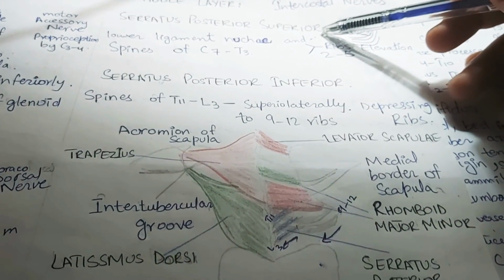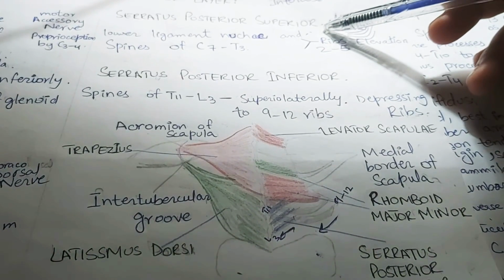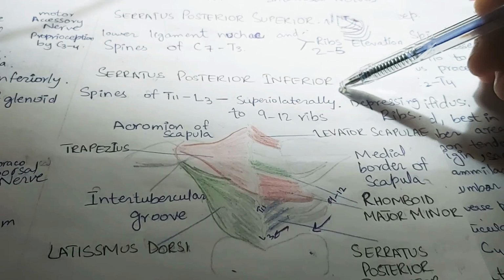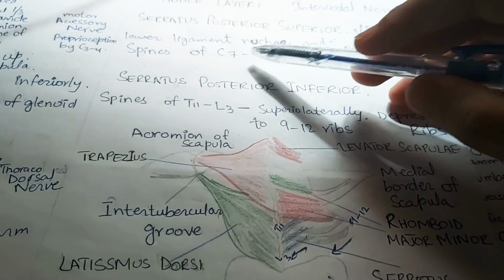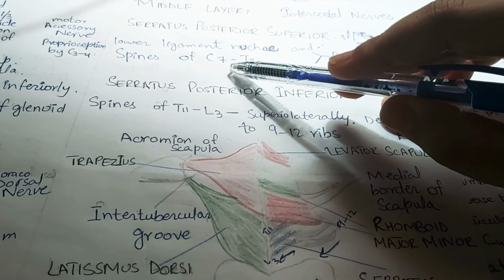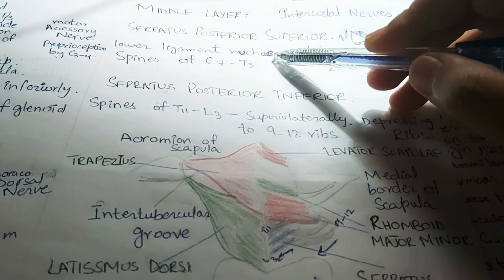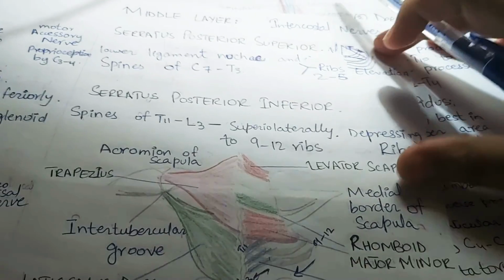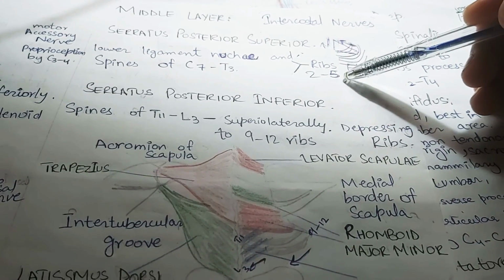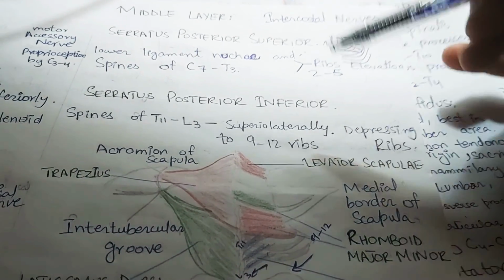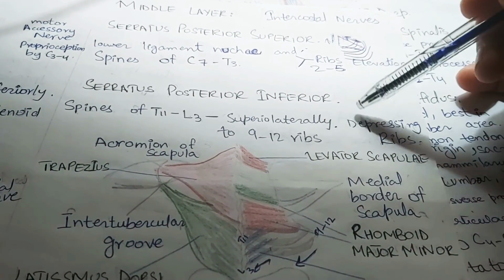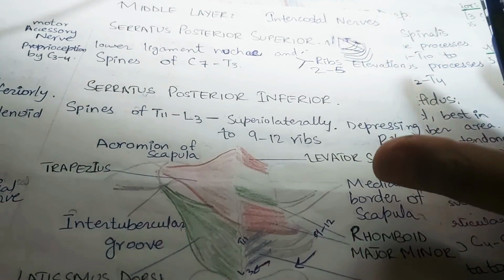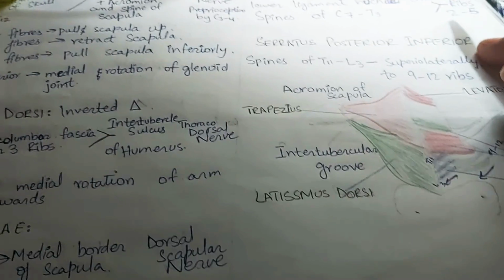If they are superior, then they will pull the ribs upward, and if they are inferior, then they will pull the ribs downwards. The superior ones are situated from C7 to T3, starting from the ligamentum nuchae all the way down to T3, the middle of the thoracic vertebrae, and then they are attached to ribs 2 to 5. The inferior one is in the lumbar region, T11 to L3, and then attached to ribs 9 to 12. Opposite function. That is all. Thank you.